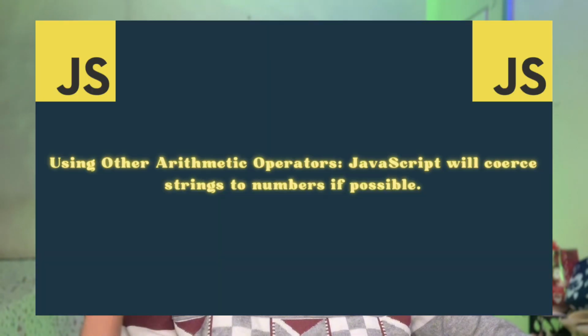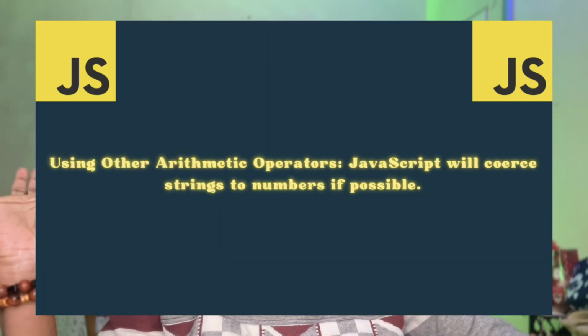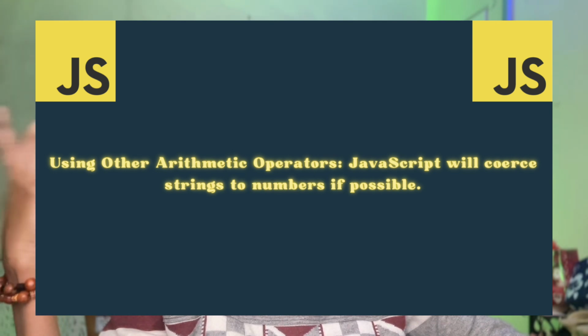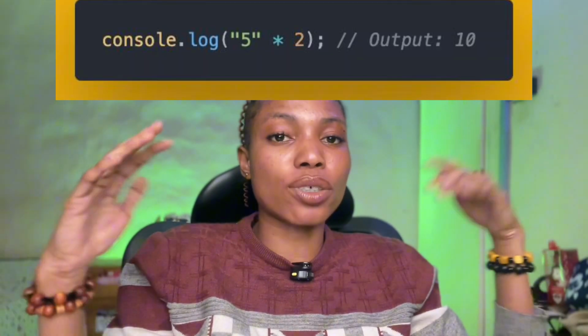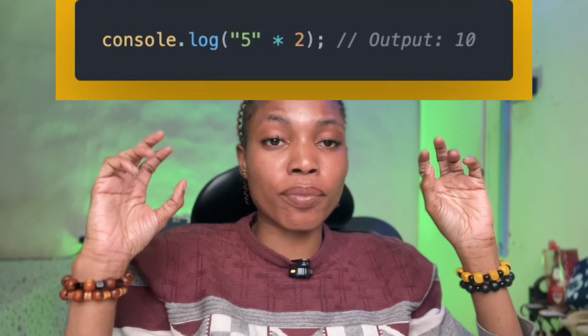And if you are using other arithmetic operators, like minus, multiplication, division, JavaScript will coerce the strings to numbers. For example, if we have "5" in a string multiplied by 2, you will still have 10 because JavaScript will change the "5" in a string into a number. And when you compare for equality, single equal, double equal, if you're using the loose equality, which is the double equal, JavaScript also performs type coercion in that scenario. If you don't know what the difference is between double equal and single equal, there is also a video on that. So JavaScript does all of this behind the scene with type coercion.